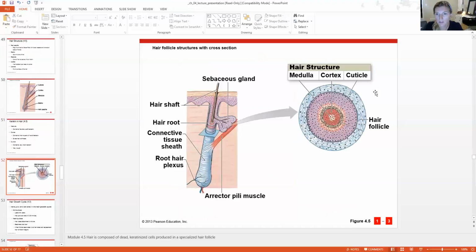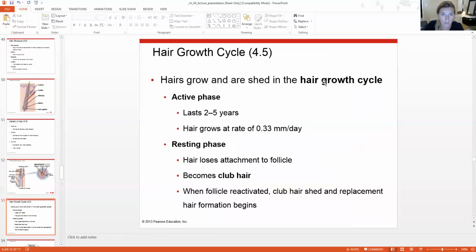Here, this is a better picture of an actual cross section of a hair. So this is as if we chopped a piece of hair in half and we're looking into the hair. You can see that medulla, sorry, surrounded by the cortex, surrounded by the cuticle. And then once we get into the deeper layers, that's of course surrounded by the hair follicle itself, which is that deepest layer into the dermis.